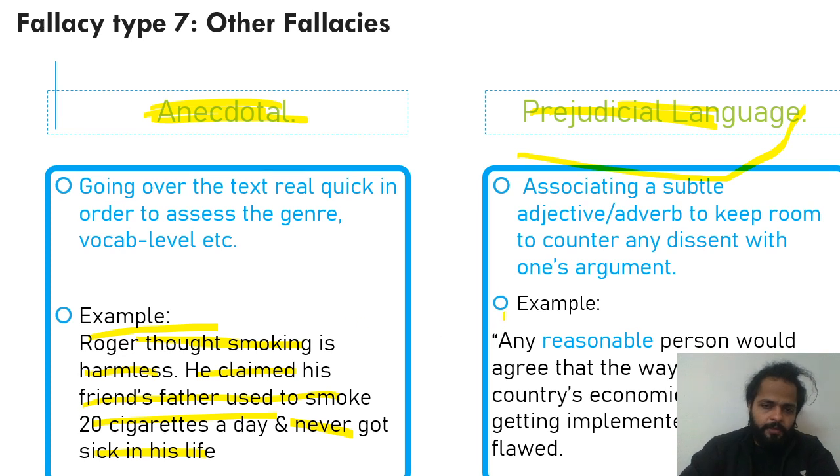For example, just look at this argument that I've written here.